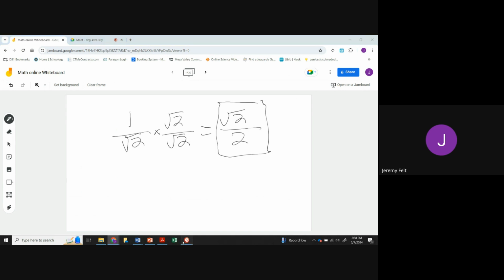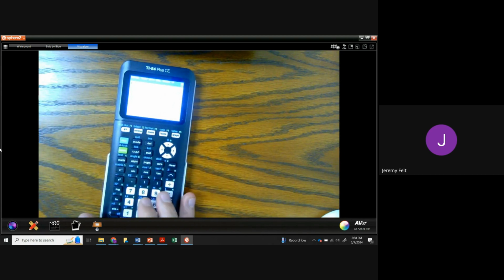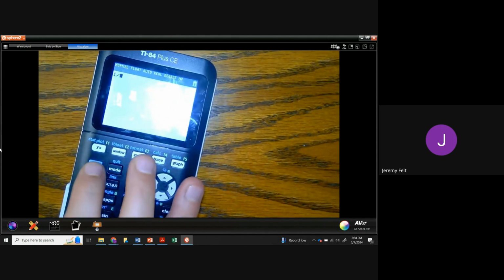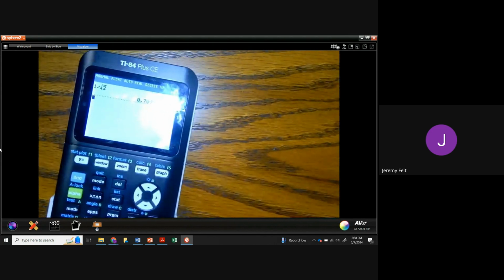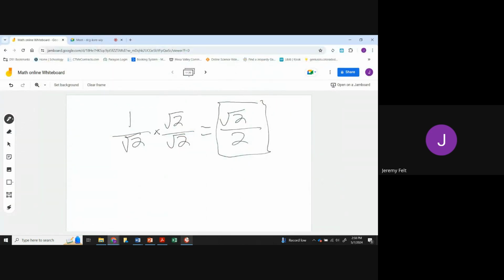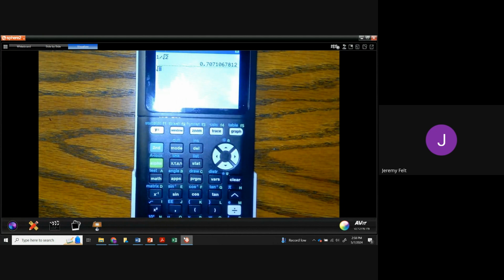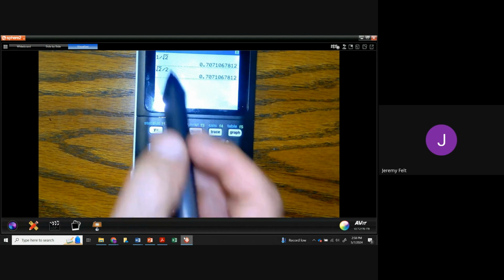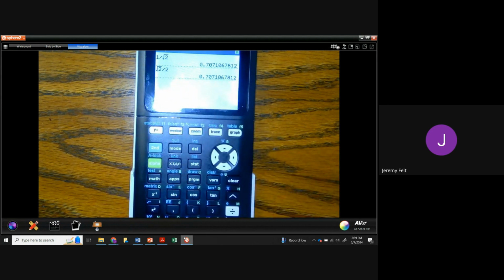And you might be wondering, is that right? Well, we can always use the calculator to help us. So if we do 1 divided by the square root of 2, we get that decimal number. If we do the square root of 2 divided by 2, making sure we get out of that radical sign, we get the exact same thing. So these are equal, which we know, but we could go in and check if we needed to.